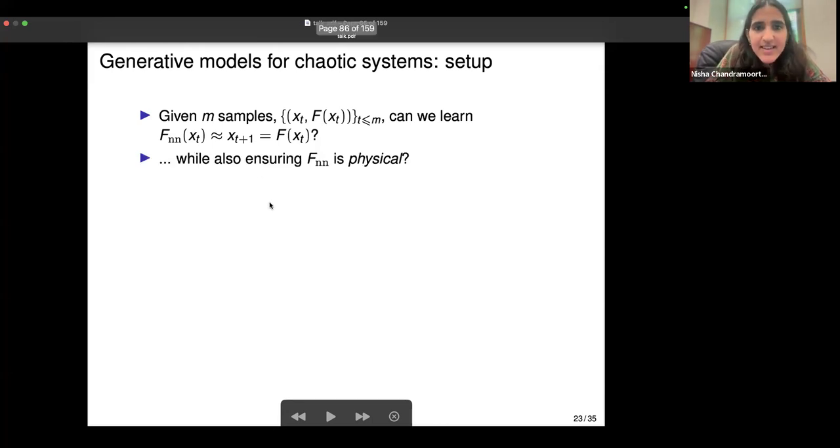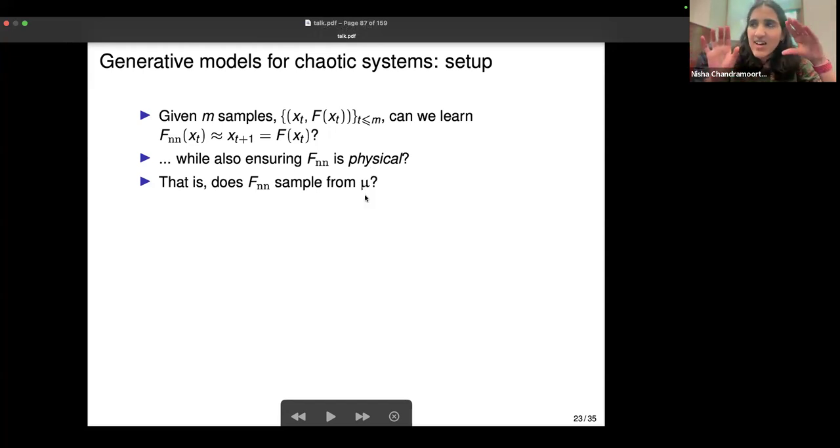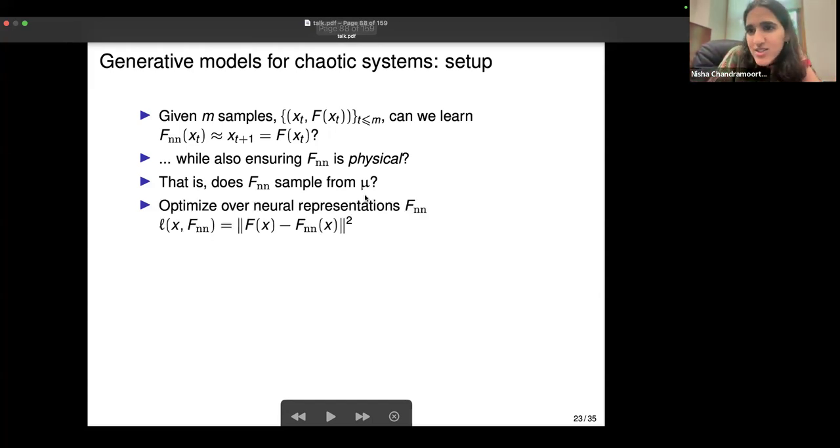And then we can ask, can we also ensure that the learned model is physical, in the sense that if you now run the learned model autoregressively, can you sample from some, say, mu, which is the underlying physical measure of the chaotic system? Okay, I will tell you what the definition of a physical measure is very soon. But this is some natural probability measure associated with the dynamical system, which ensures the long time or statistical accuracy of the learned model.